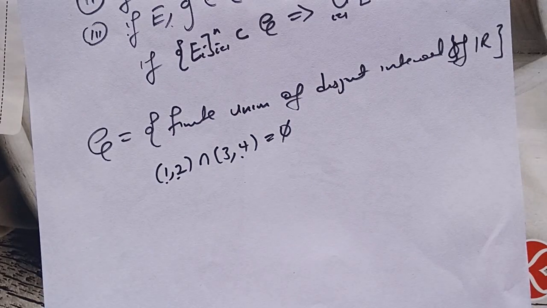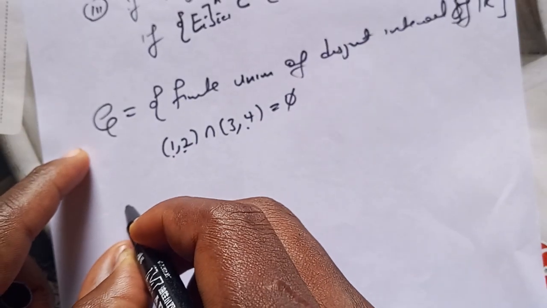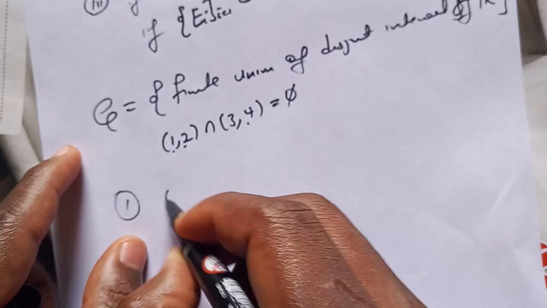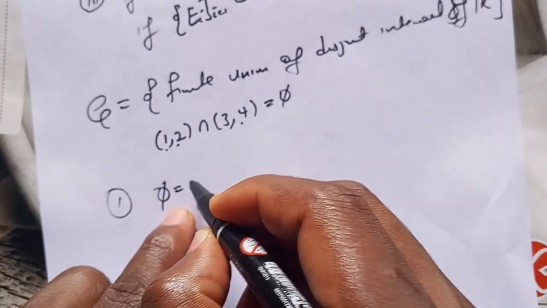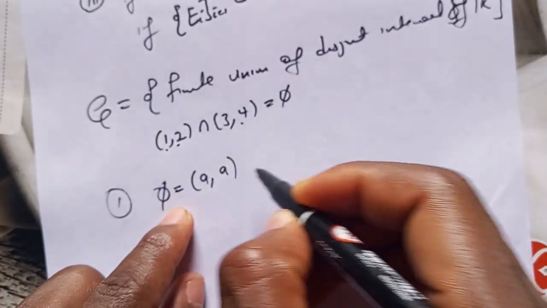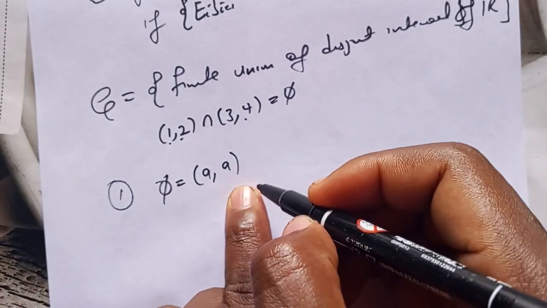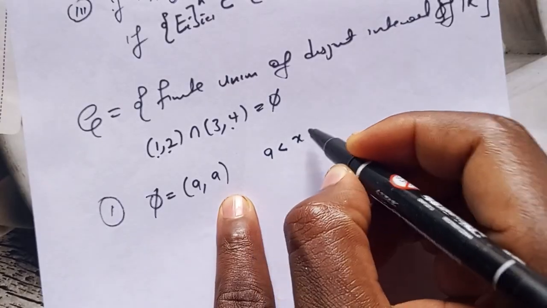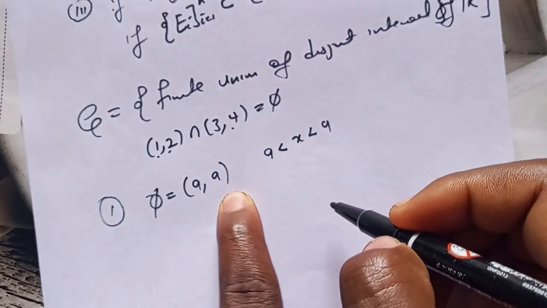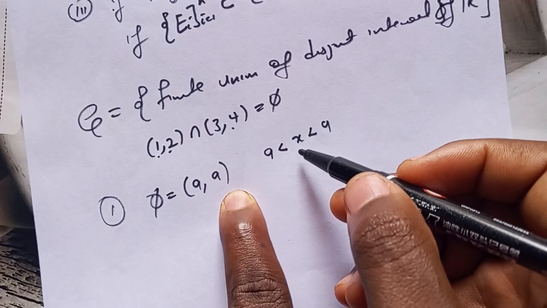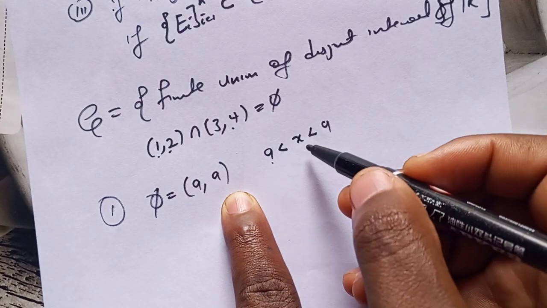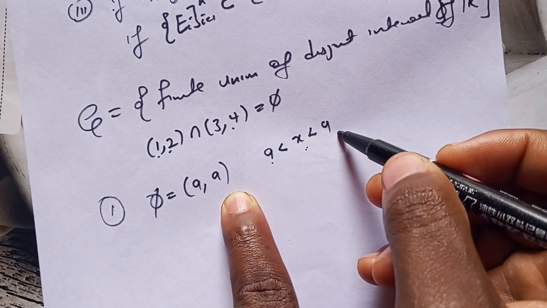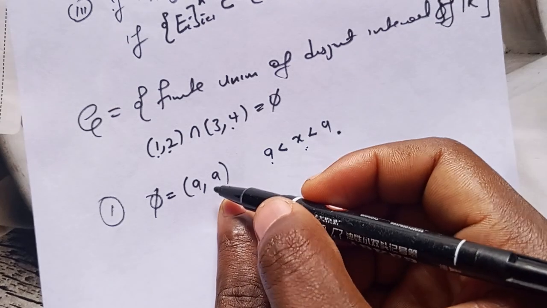Now let's show that it's an algebra. For the first condition, we know that an empty set can be written as (a, a). What this means is a is strictly less than x and x is strictly less than a. Is that possible? This is a false statement, so this is an empty set. It's just like saying 2 is less than x and x is less than 2. It doesn't make sense, right? So this is an empty set.